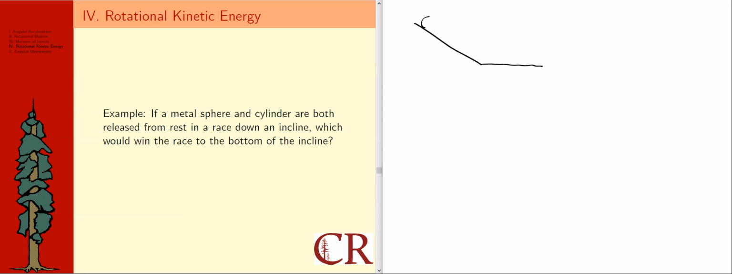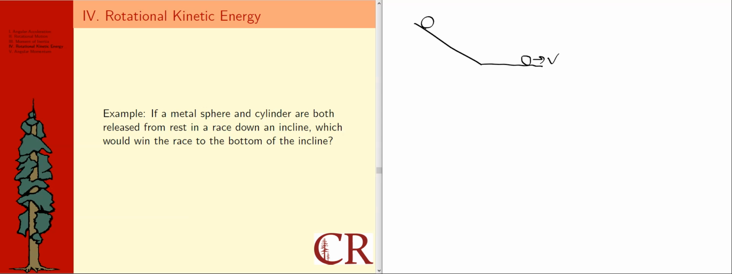And here is a cylinder and or a sphere, because when I draw it on this two-dimensional surface, they really are going to look the same. And it rolls down and then winds up down here with some velocity v.